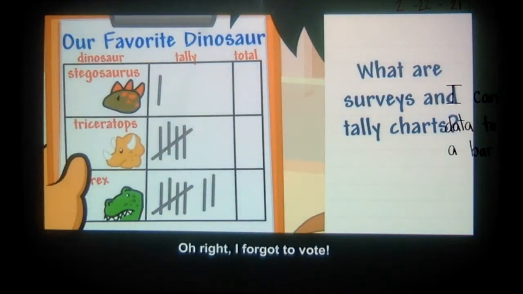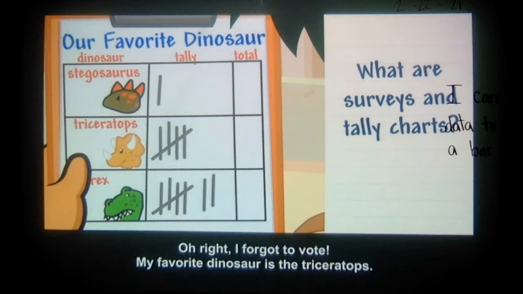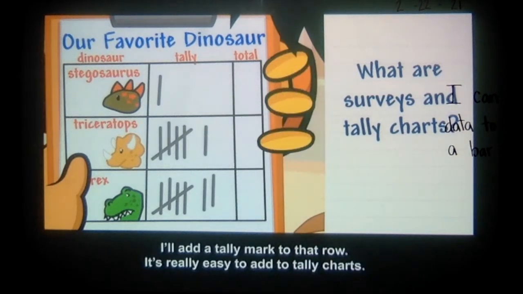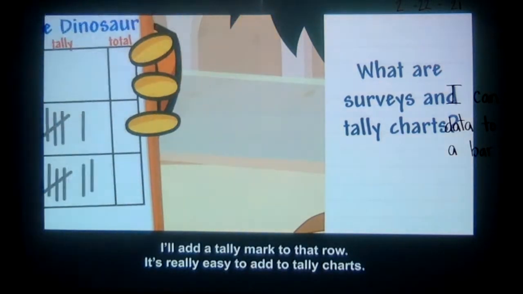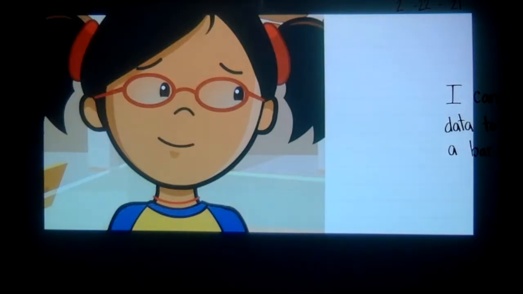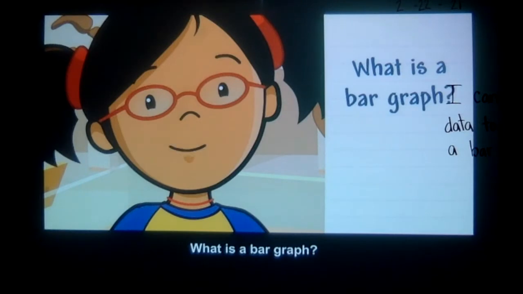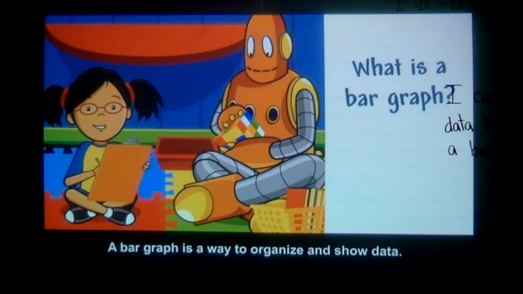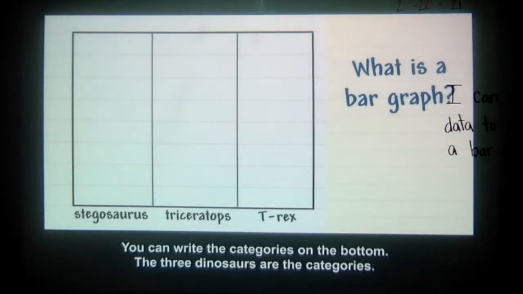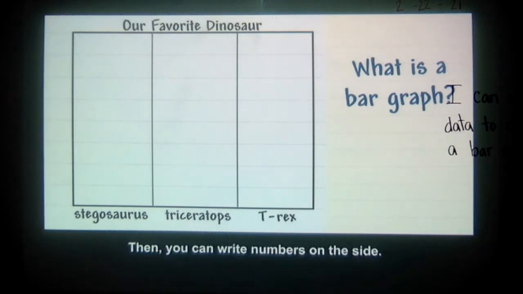Oh, right. I forgot to vote. My favorite dinosaur is the Triceratops. I'll add a tally mark to that row. It's really easy to add to tally charts. Now I can count the votes and use the tally chart to make a bar graph. What is a bar graph? A bar graph is a way to organize and show data. You can write the categories on the bottom. The 3 dinosaurs are the categories. Then you can write the numbers on the side.